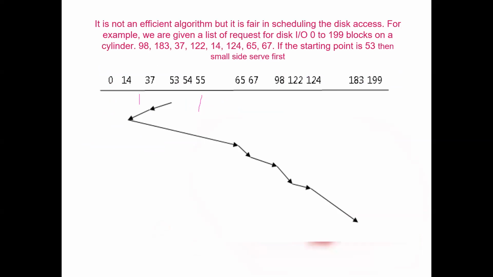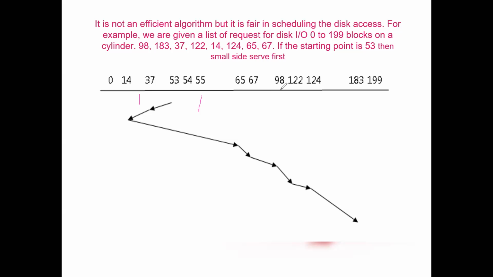Here you can see that the direction is given to you. Either you have to serve the smallest side or you have to serve the largest side. So here they have given us the smaller side to serve. At the smallest side from 53 we have the values 14 and 37. You can see here the 14 and the 37, which are the smaller values on this side. So it is going to serve them first, then it is going to serve the larger values. On the larger side we have 65, then 67, then 98, 122, 124, 183. It will serve them.